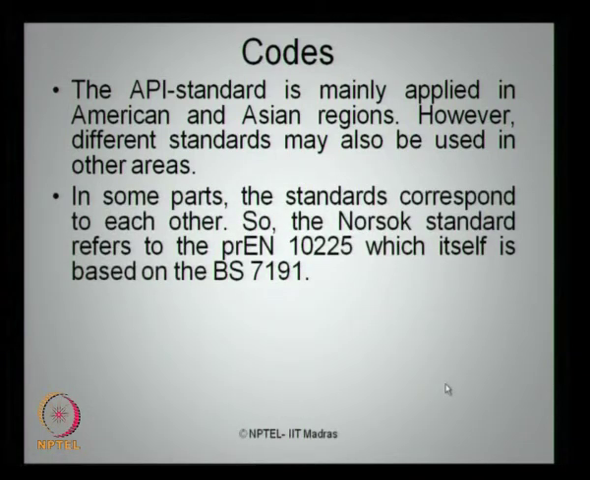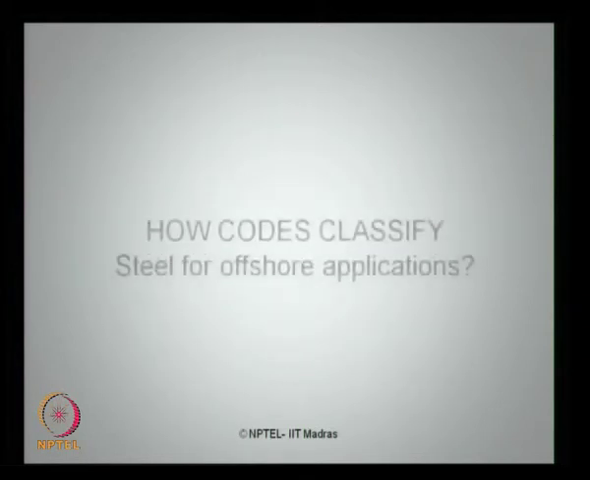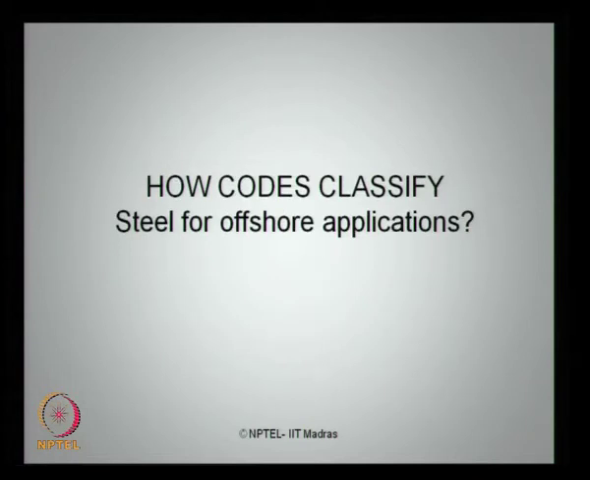In some parts the standards correspond to each other, and in some specific codal applications these standards match the values exactly with each other. So the NORSOK standard refers to PREN 10225, which itself is derived from BS 7191. Therefore codes can also be used for different regions. Now how do codes actually classify steel for offshore applications? Remember, I am now looking at classification of steel from the codes for offshore applications, where I am going to apply the applicability or the member location within a specific structural system.